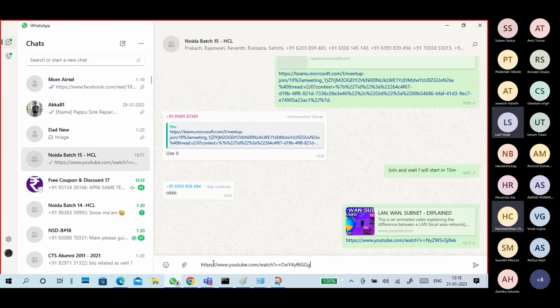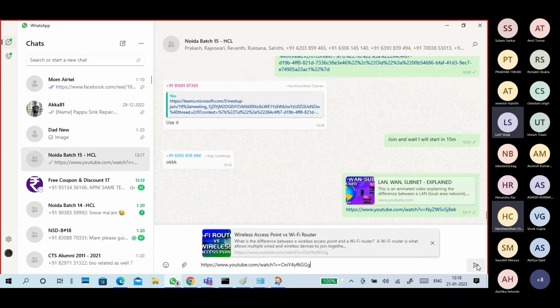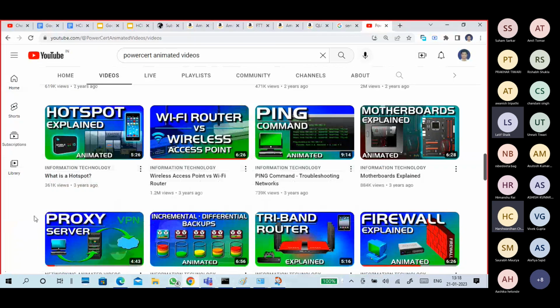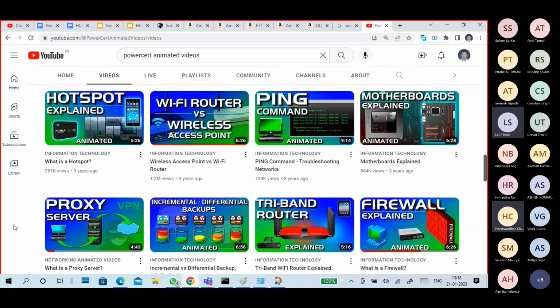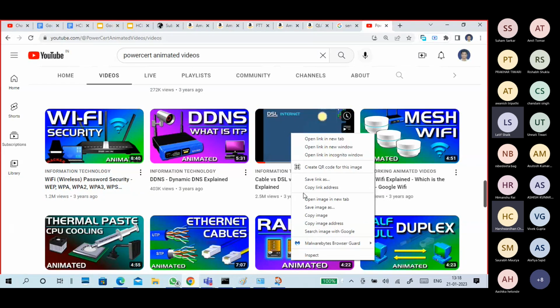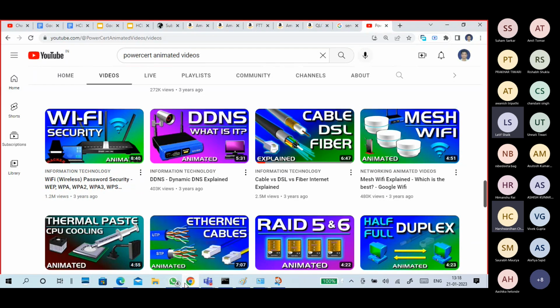Then practice 3 things. First, watch it. Second, watch it again, but the second time note down the points. Third time, try to practice. So yeah, there is some cable information also there, so go through that one.